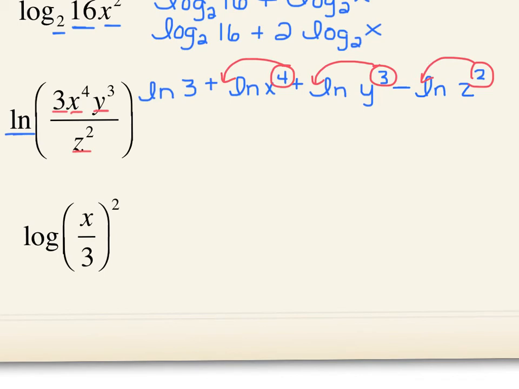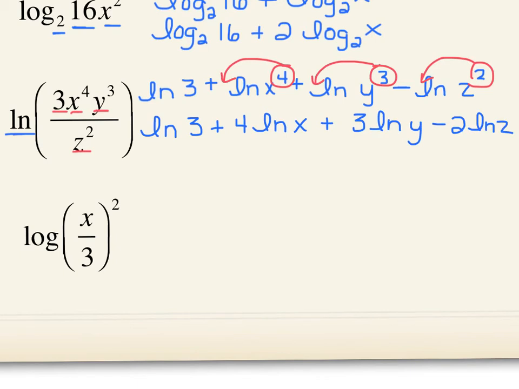Okay, so this would become ln of 3 plus 4 ln of x plus 3 ln of y minus 2 ln of z. And that's what your final answer would look like for that one.